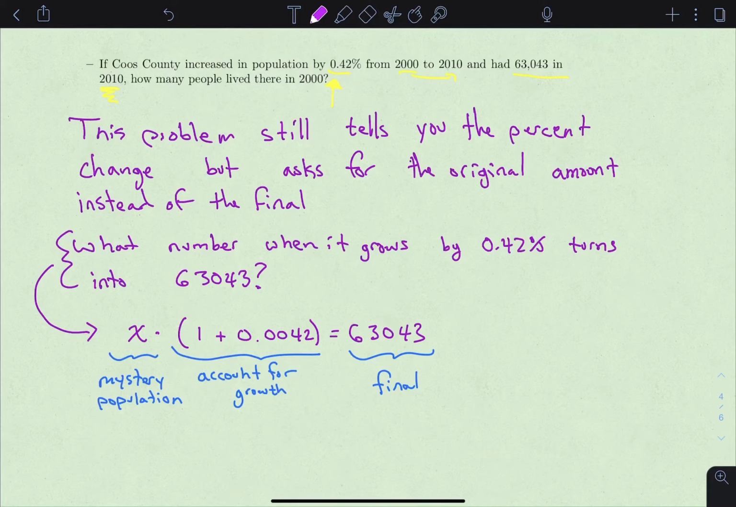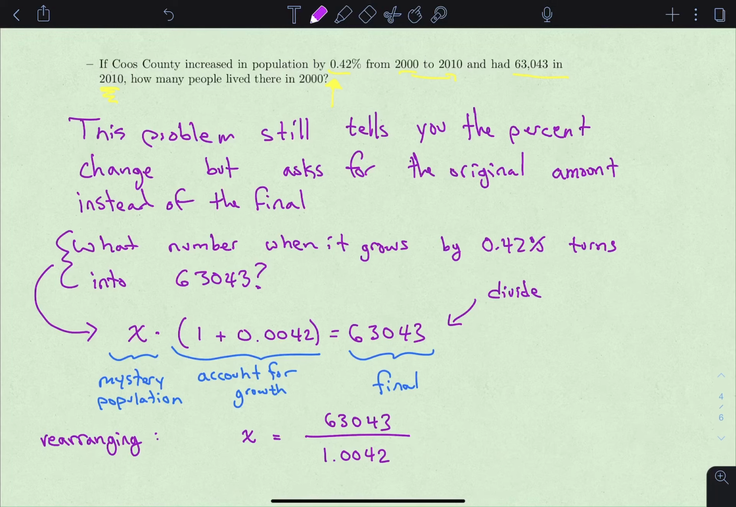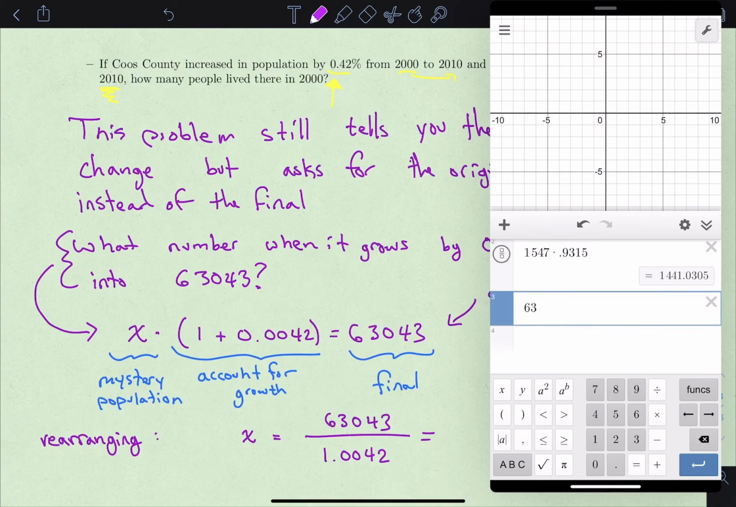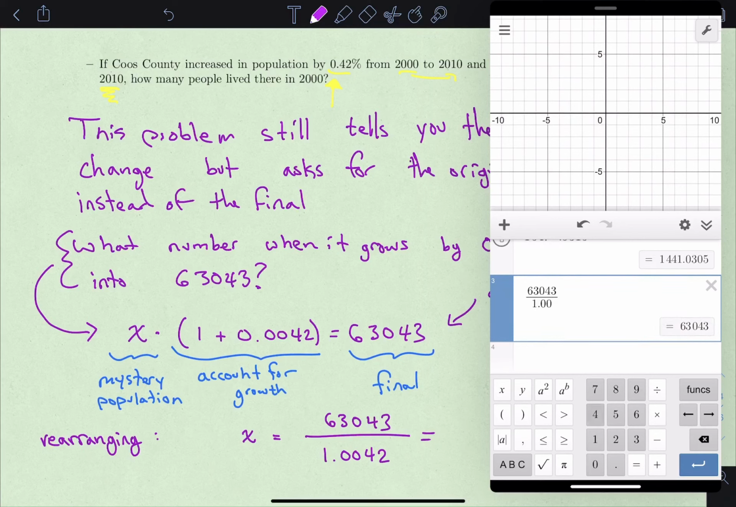So, rearranging. We have x equals 63,043 divided by 1.0042. And so I've just completed the addition there. I divided both sides of this equation by 1.0042. And we can just make our calculator do that. 63,043 divided by 1.0042. And looks like 62,779.